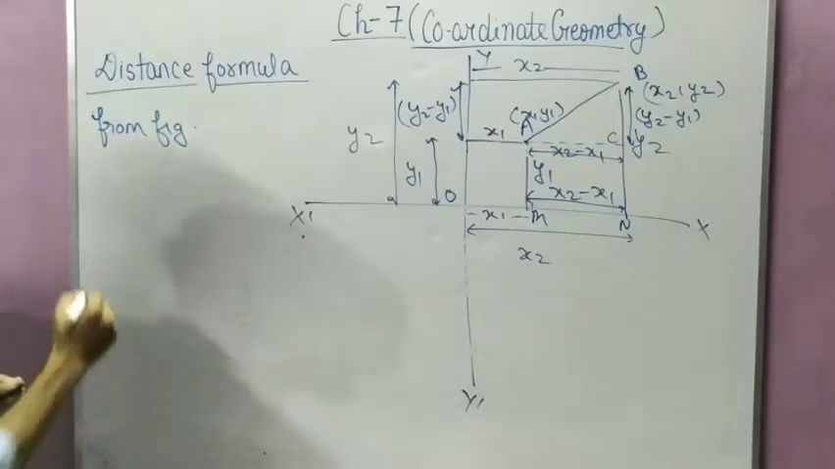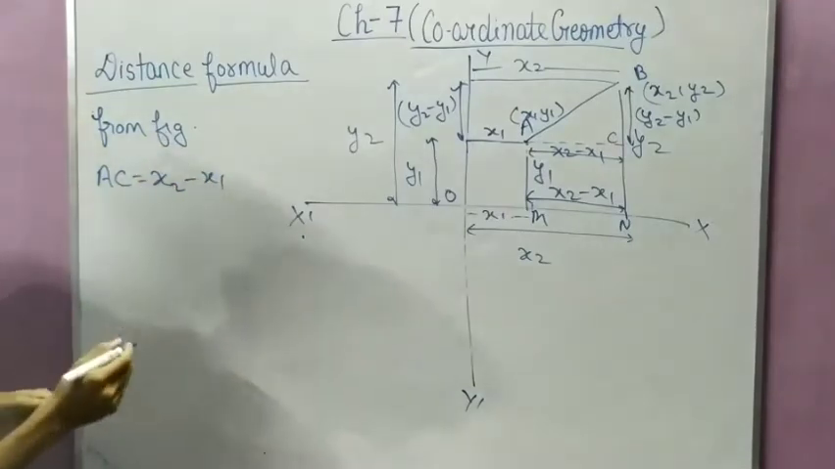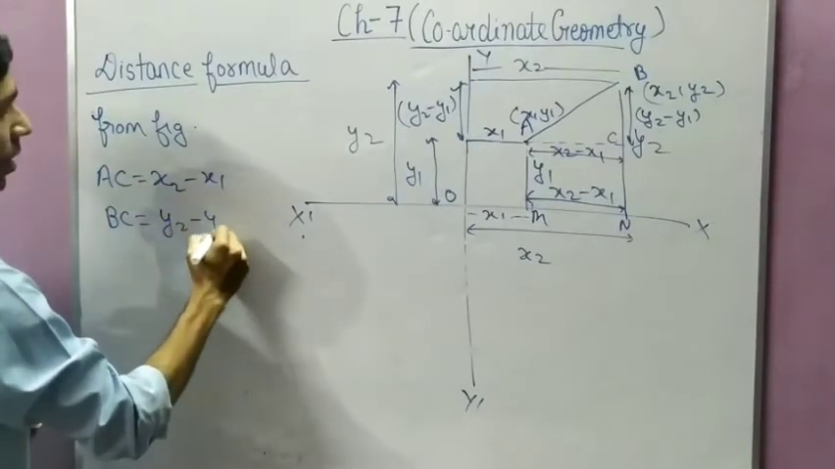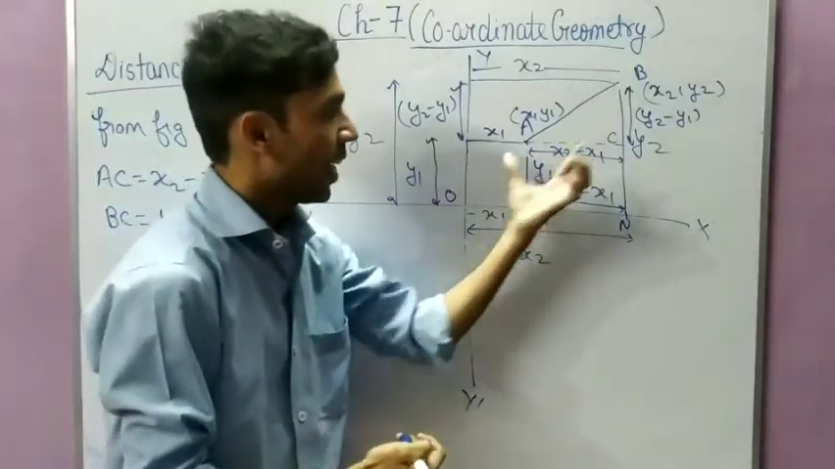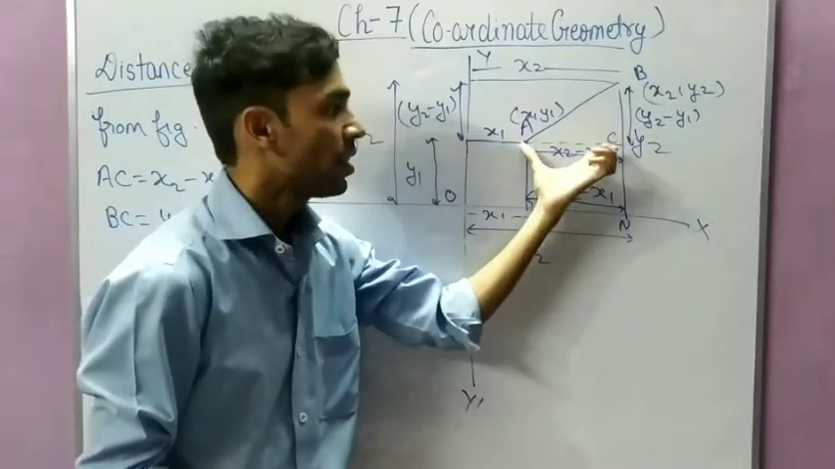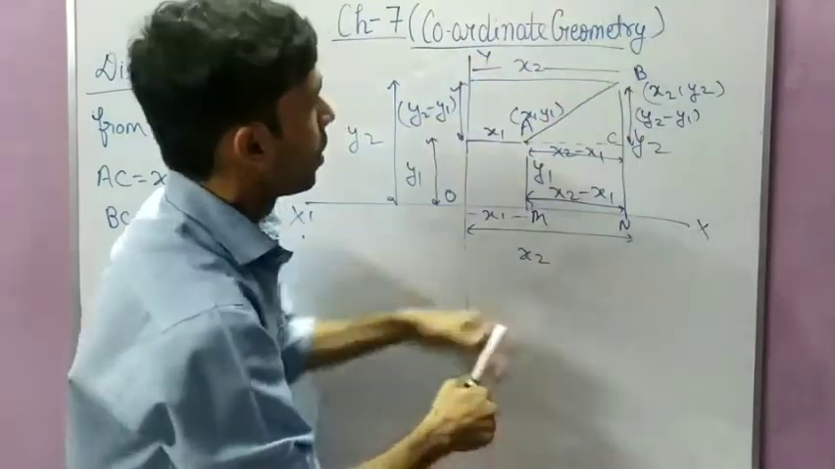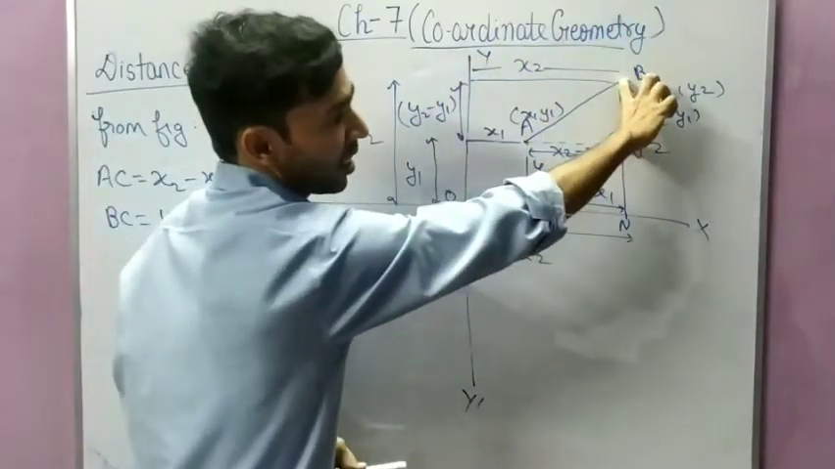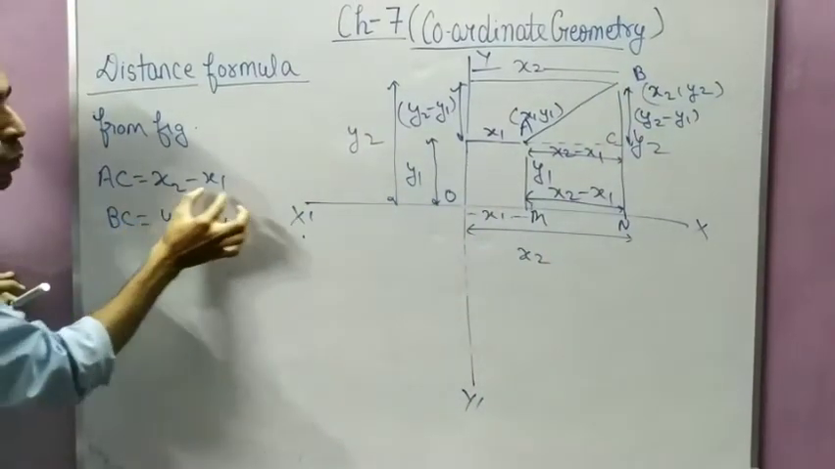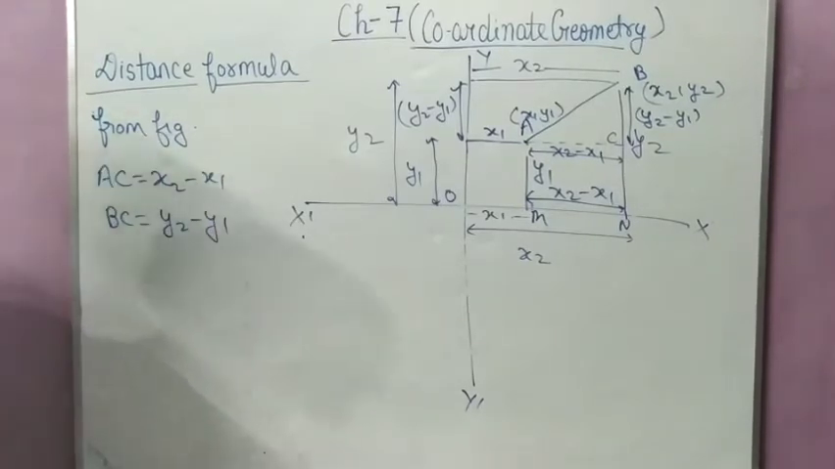Okay. Now see, from the figure we can say AC will be x2 minus x1 and BC will be y2 minus y1. It is clear. See, AC will be equal to MN, and MN is x2 minus x1, so AC will also be x2 minus x1. Similarly, this distance is y2 minus y1. Now student, AC we have calculated x2 minus x1 and BC we calculated y2 minus y1. Okay, so we have to find AB.